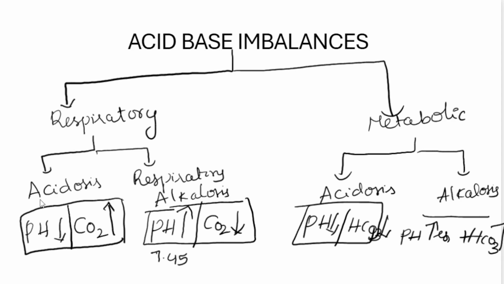We have to think that in acidosis, carbon dioxide will increase and form carbonic acid. When carbon dioxide level decreases, pH will increase. Only with the forming of carbonic acid will acidosis form.